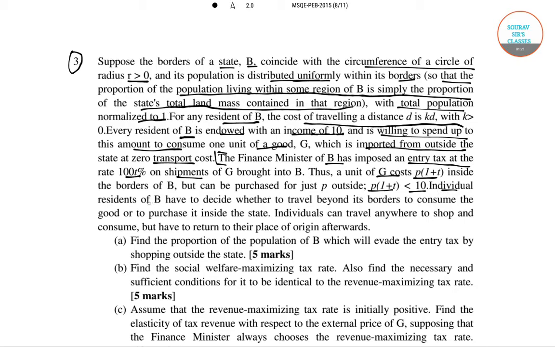An individual resident of B has to decide whether to travel beyond its border to consume the good or to purchase it inside the state. Individuals can travel anywhere to shop and consume but have to return to their place of origin afterward. So first of all, we have to find the proportion of population of B which will evade the entry tax by shopping outside the state.